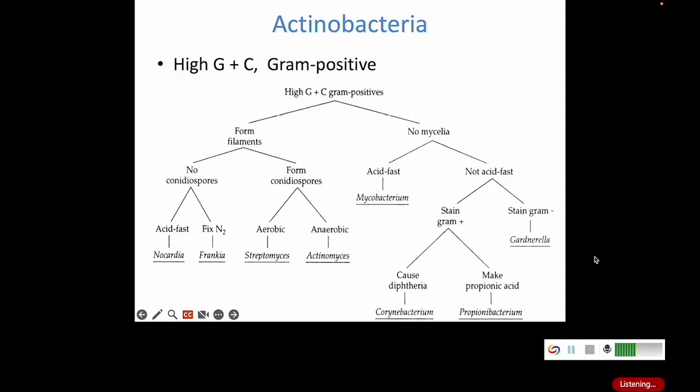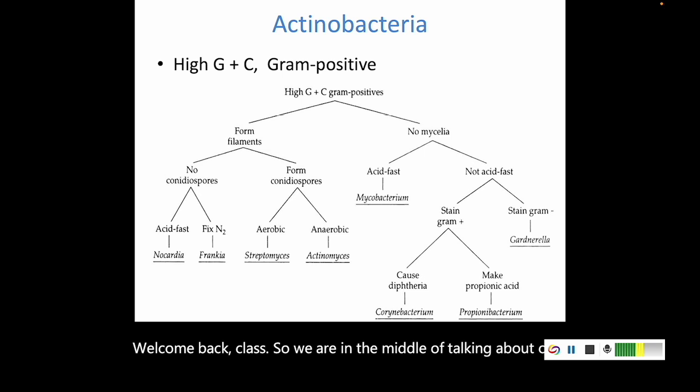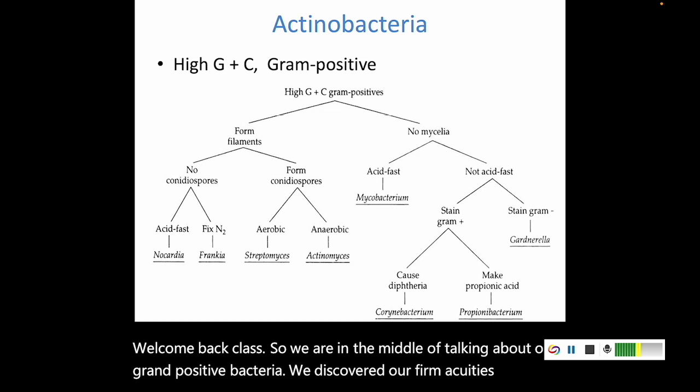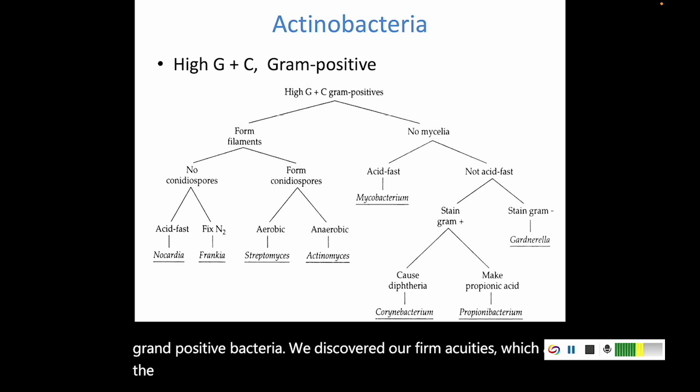Welcome back, class. So we are in the middle of talking about our gram-positive bacteria. We just covered our firmicutes, which are the low G+C. Now let's talk about our actinobacteria, which are our high G+C.